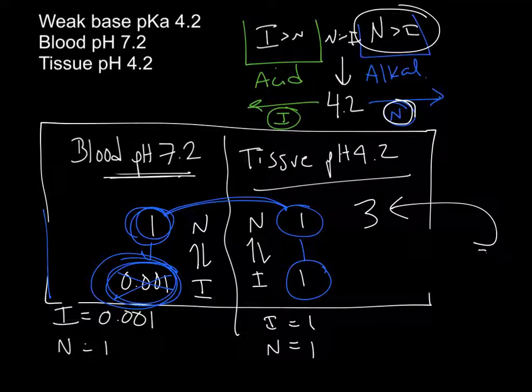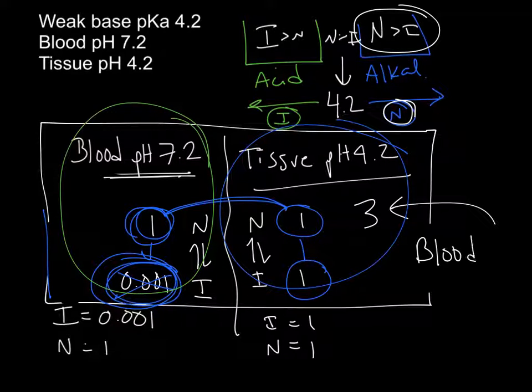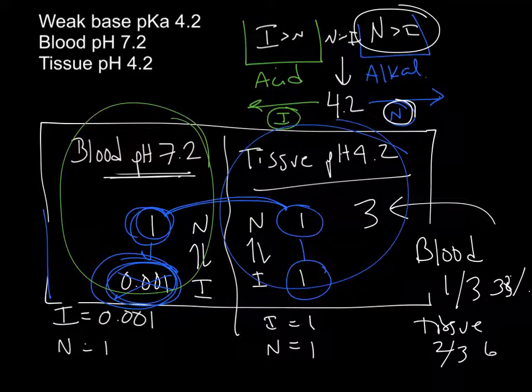Now, what we want to do with that, again, we always are going to want to ask how much total is in the blood compartment? How much total is in the tissue compartment? So in blood, we know we're going to have 1 out of 3, about 33%, 1/3. And in this tissue compartment, we're going to have 2 out of 3, about 67%, 2/3.